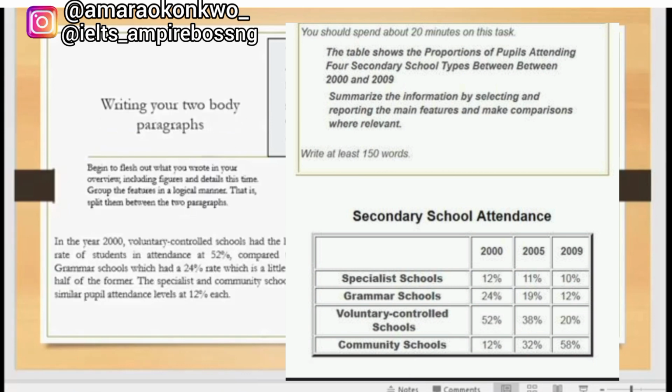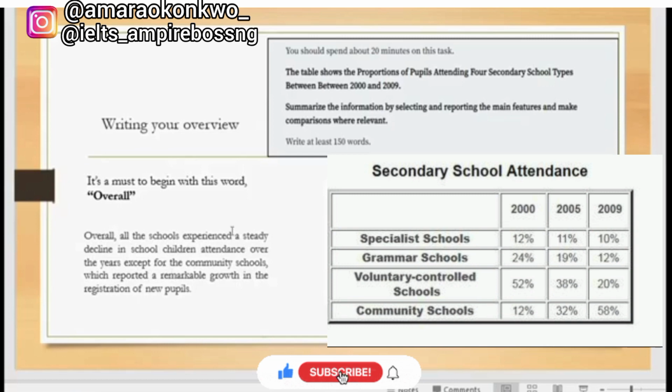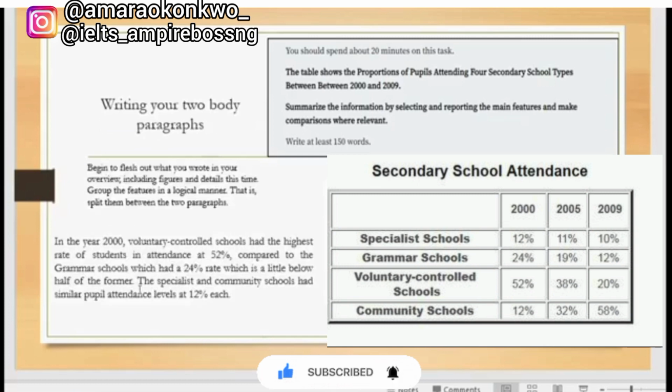Now, let's go on to the 2 body paragraphs. Our overview is already going to be a guide to us, and we're going to work with it. Because we need to add details, and they've given us 3 years, we can decide to begin with a particular year. For you, there are many ways to write this particular question, but I've chosen to structure my ideas in this way, and I think it's a logical way to do it.